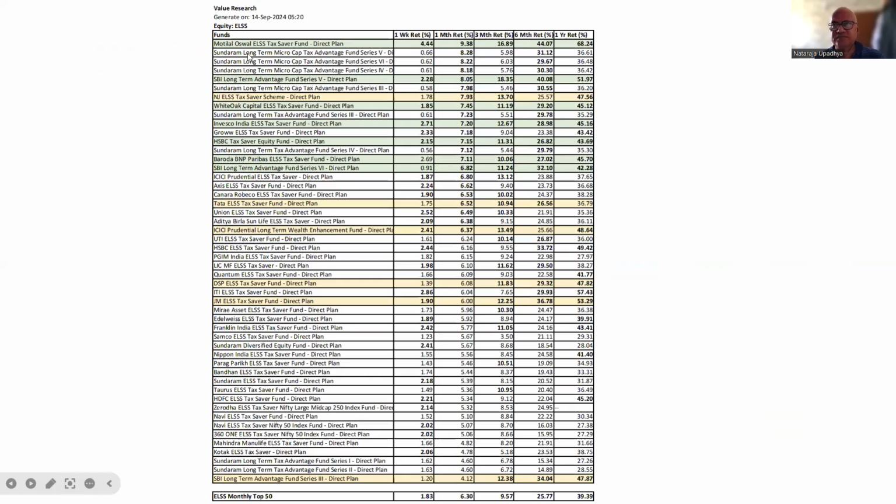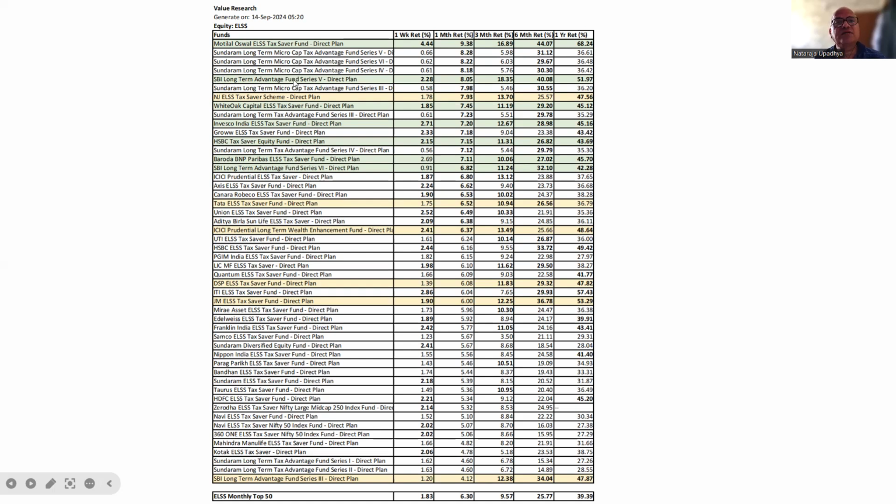Next come ELSS funds. They are tax saving funds. Now ELSS funds gave 1.83 for the week, 6.3 for the month, 9.57 for 3 months, 25.77 for 6 months, and 39.39, which is subdued, for the year. The one in green, Motilal Oswal ELSS Tax Saver Fund, gave 9.38 for the month, 68.24 for the year. Not bad for a tax saving fund.